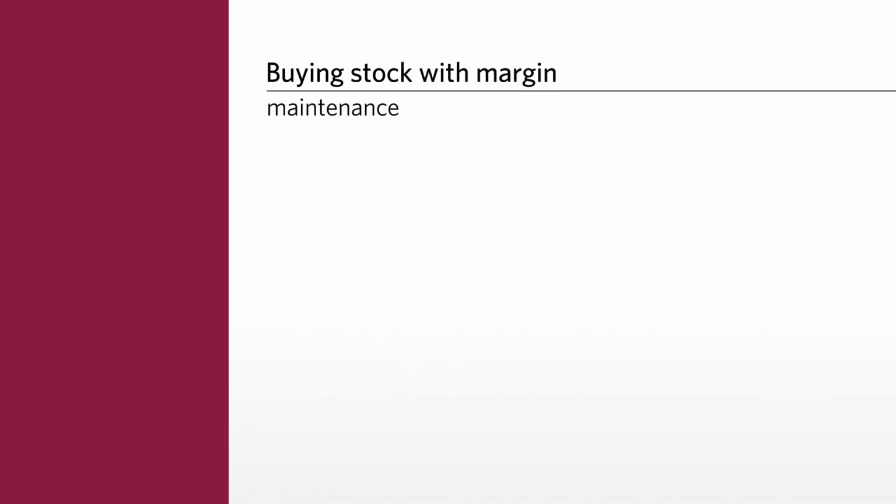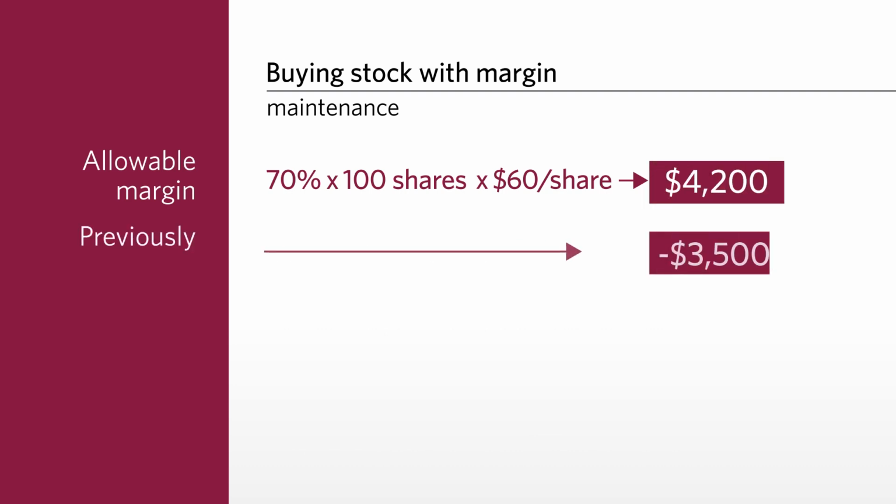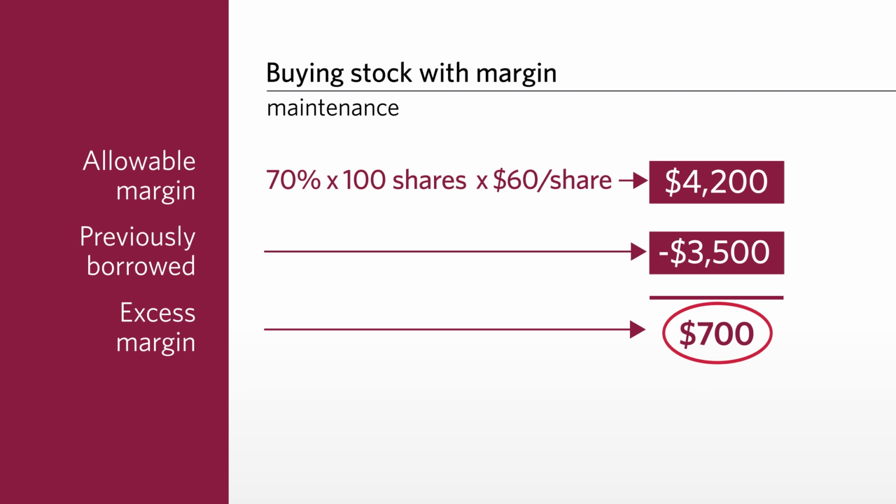Here's the calculation based on a $60 XYZ stock price. The current allowable margin is 70% times 100 shares times $60 per share, which is $4,200. Therefore, the excess margin is $4,200 minus $3,500, which was previously borrowed, and that is equal to $700. This gives you an additional $700 of buying power, which you can either use to buy additional securities or let it act as an additional buffer in case the price of XYZ drops back down.